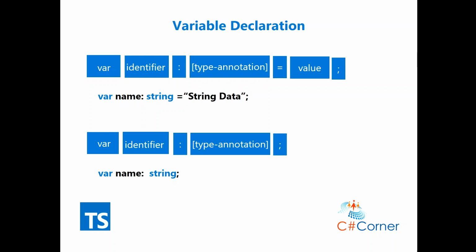In case you don't want to assign anything, simply write var name colon string. That's it. The only difference between these two statements is that here we are assigning a value, and here we are not assigning anything, we are just declaring. But please remember how you need to declare a variable. You have to use the identifier first, then colon, then the data type. That is the annotation, or data type, however you call it.